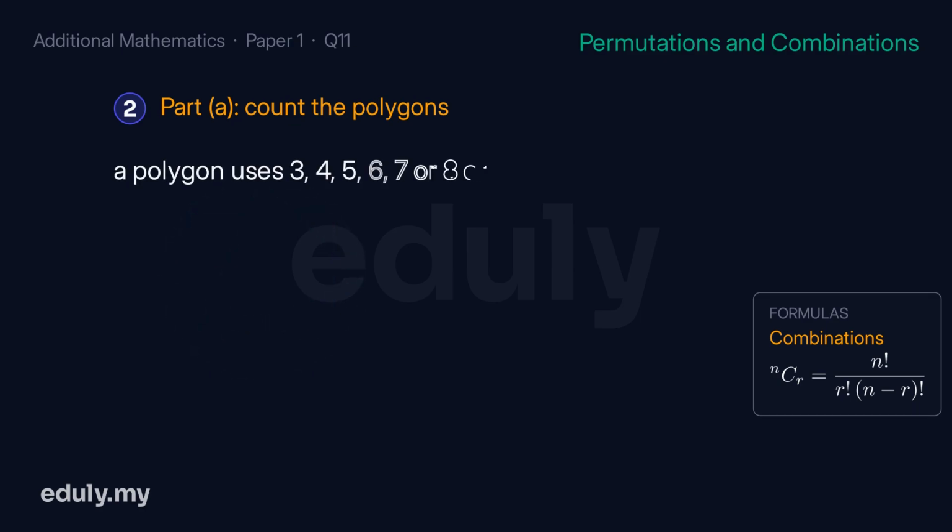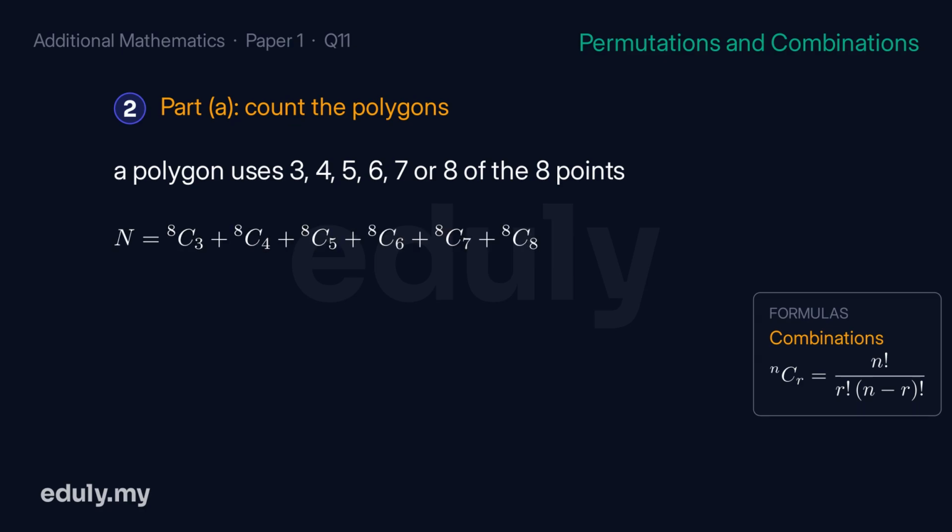So we add up the ways to choose 3 points, 4 points, all the way to all 8. That is the sum of these 6 combinations. Working each one out gives 56, 70, 56, 28, 8, and 1. Adding them together gives 219 polygons.